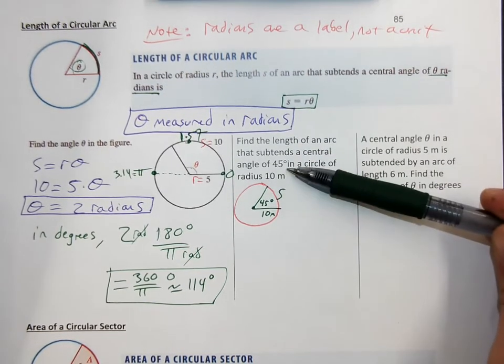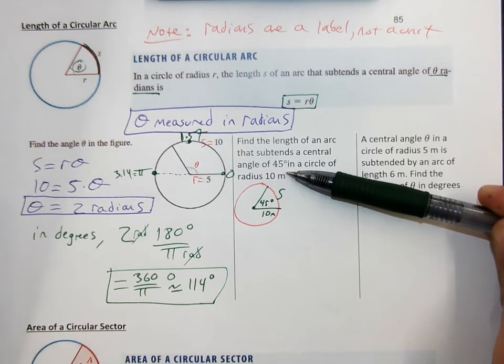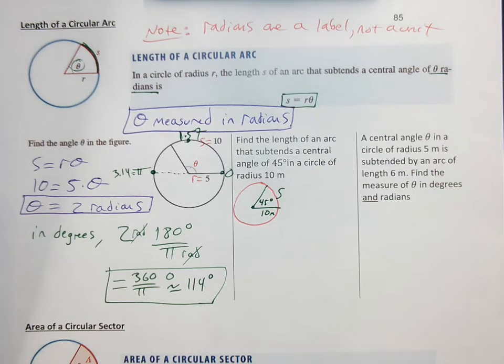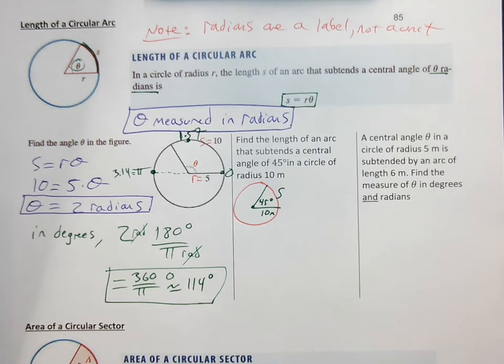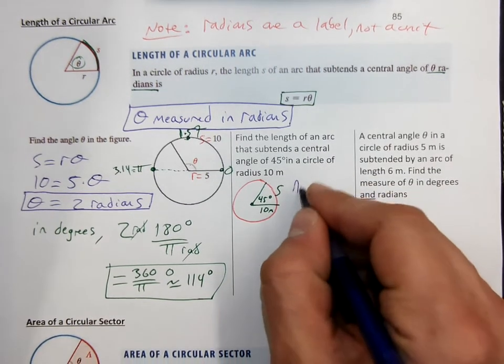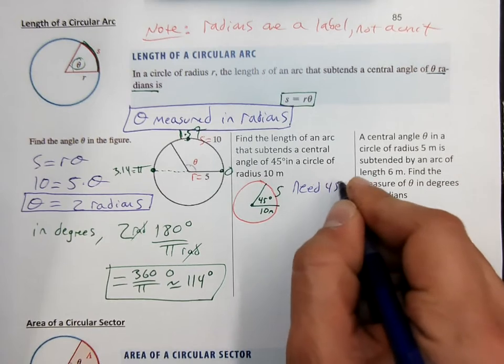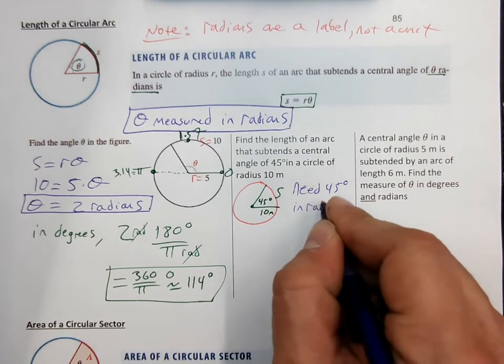And 45 degrees is one of the easy ones because it's halfway between 0 and 90. And the radian value that's halfway between 0 and 90 is pi over 2. I mean pi over 4, excuse me. But just in case we didn't know that, we could calculate it anyway, right? So we need 45 degrees in radians in order to use this equation.